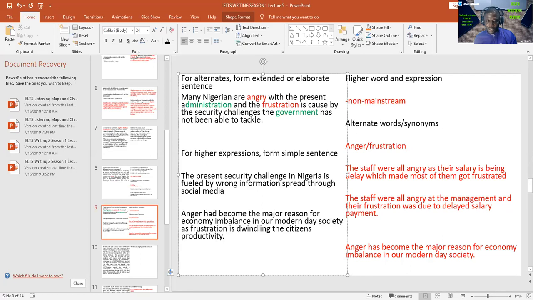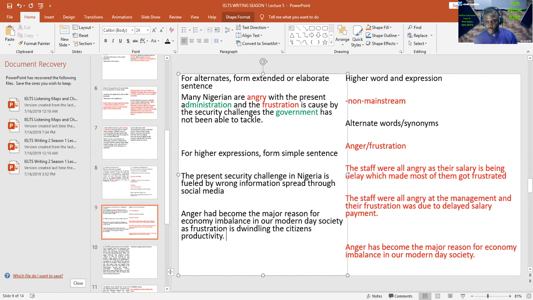Anger has become the major reason for economic imbalance in our society. Modern society, as frustration is dwindling the citizens' productivity or productive capacity. Okay, so this is the way to do it.